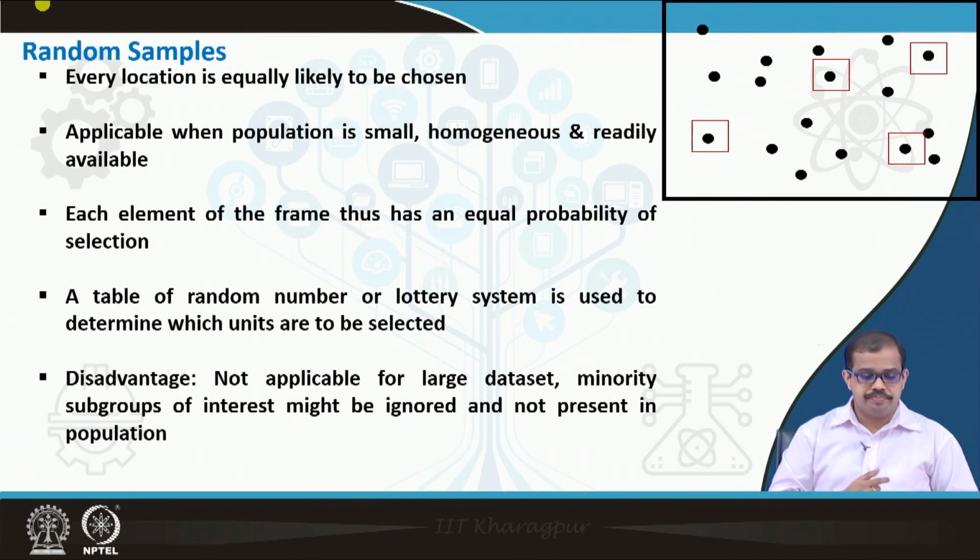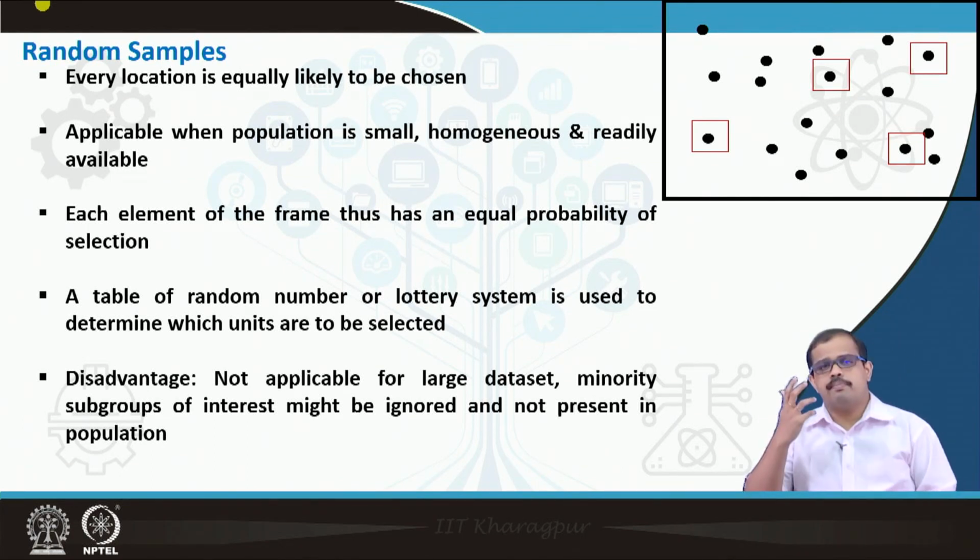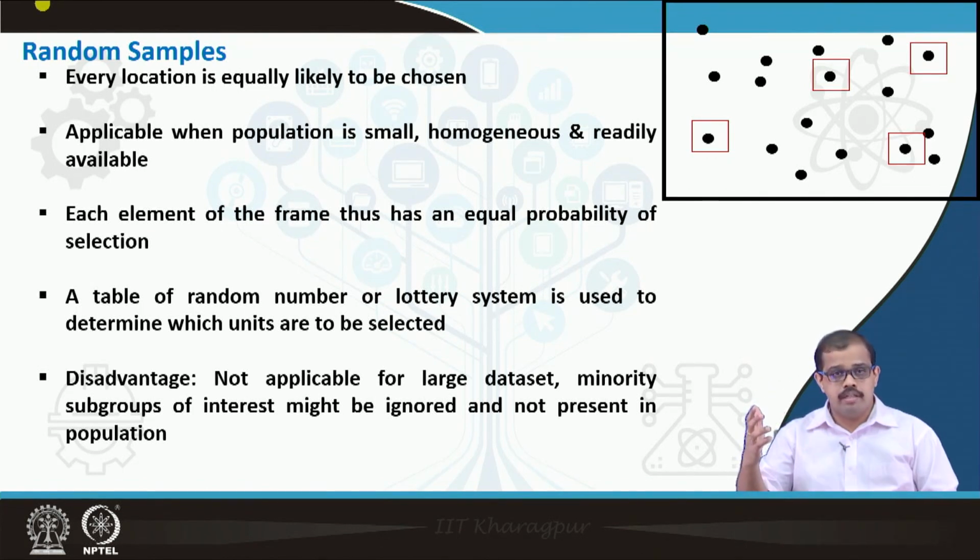Okay. So, normally how people decide which region or which point to be sampled is by generating a random number, or just like a lottery system. The most used method is generating a random number in the set of selected points. The biggest disadvantage, as I explained, is that it is not applicable for any large data set.